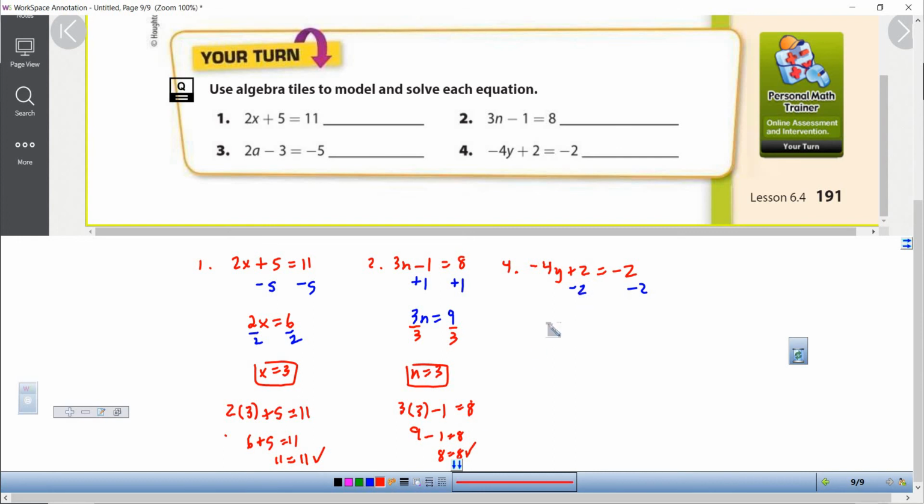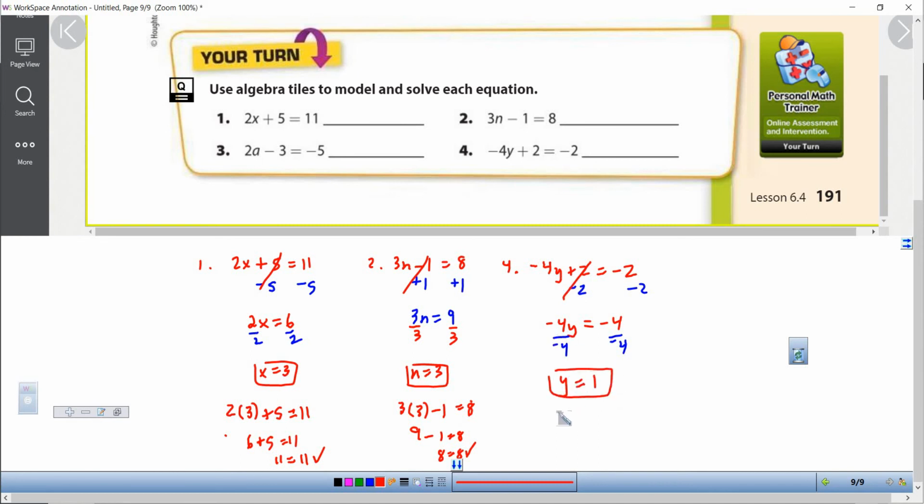And when I do that, I get negative 4y is equal to negative 4, because again, I didn't show it, but those canceled there, right? Those canceled there, those canceled there. Every time your goal is to get that variable by itself. Now it just takes 2 steps. We're using the inverse operations in the opposite order. So now I'm going to divide by negative 4, right? Because the inverse of multiplying by negative 4 is dividing by negative 4. And when I do that, what do I get? I get y is equal to 1.